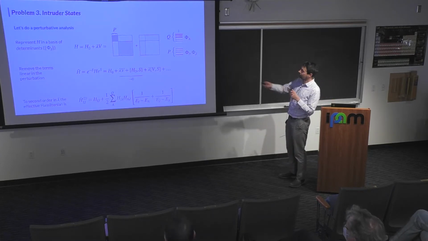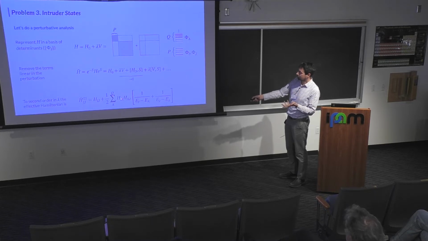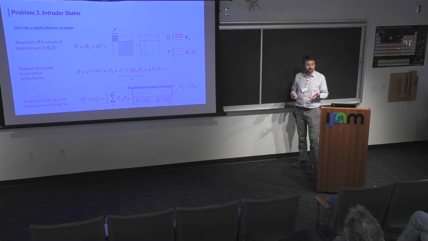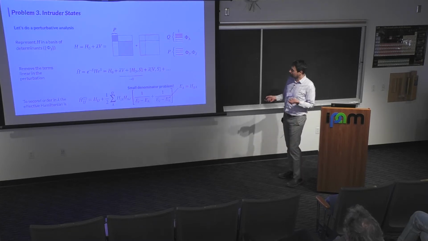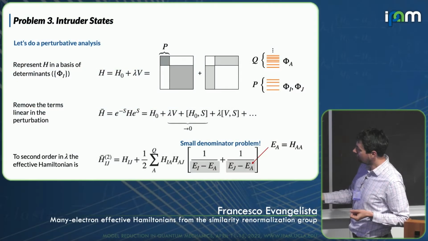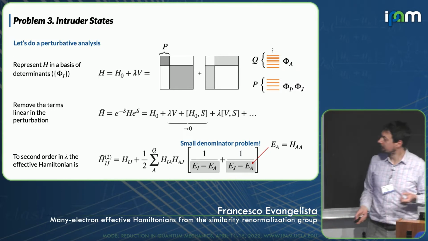So a Hamiltonian that lives only in this little block P by P, where you have the original Hamiltonian plus this second order correction, where you get a coupling squared and a sum of denominators. And of course, you can imagine that this is going to be a problem because we can get the small denominator problem. What that implies is that if I don't choose my model space carefully, these differences could be small or even zero.